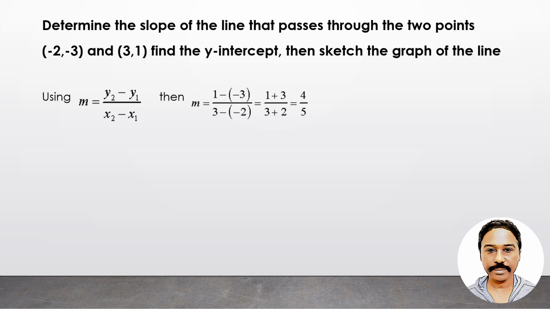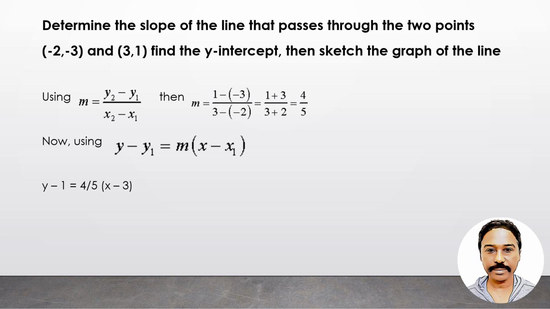We can find the equation of the line using the formula y minus y1 equals the slope of the line, which we already calculated in step number 1, multiplied by x minus x1. So x1, y1 can be the point 3, 1, or it also can be the point -2, -3. It doesn't matter which point you take. So we substitute in the formula using the point 3, 1.